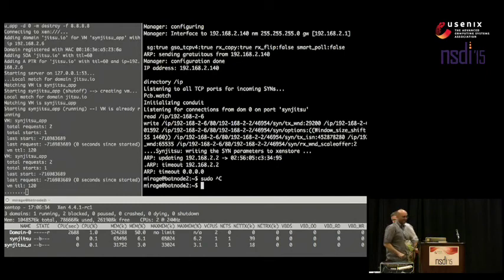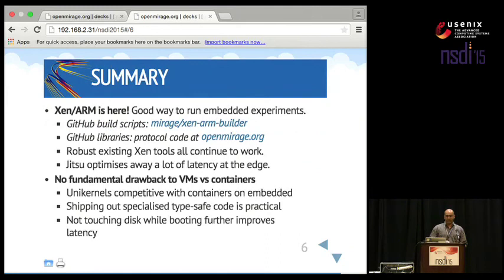Thanks, Magnus. And so just to wrap up, Xen on ARM is here. It's interesting that it's actually not very well known compared to obviously x86, but there's a lot of ARM commodity hardware, and it's a really good way to run embedded edge experiments. So to make it easier for other people to take advantage of Xen, we've got a bunch of build scripts that are freely available that are a Linux and Xen distribution with everything pre-installed, and you can just buy one of these Cubieboards and get started.